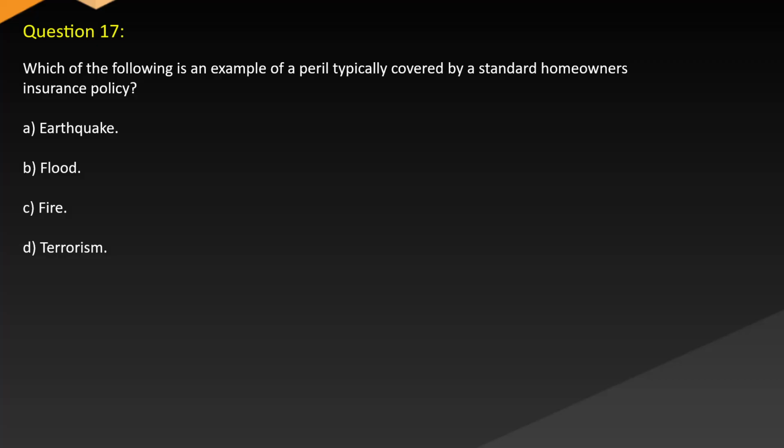Question 17. Which of the following is an example of a peril typically covered by a standard homeowner's insurance policy? A. Earthquake. B. Flood. C. Fire. D. Terrorism.